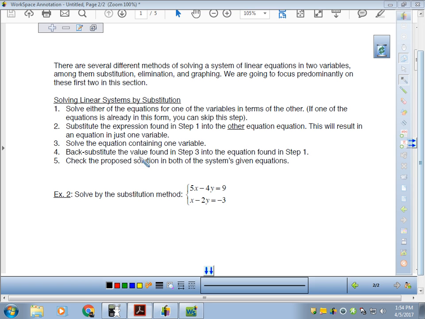Step 4, back substitute the value you got in step 3. Take that answer, plug it back into one of your equations from step 1, and figure out what the other variable is. Once you know both variables, check your solution in both of the equations, make sure it does work for both. Okay.